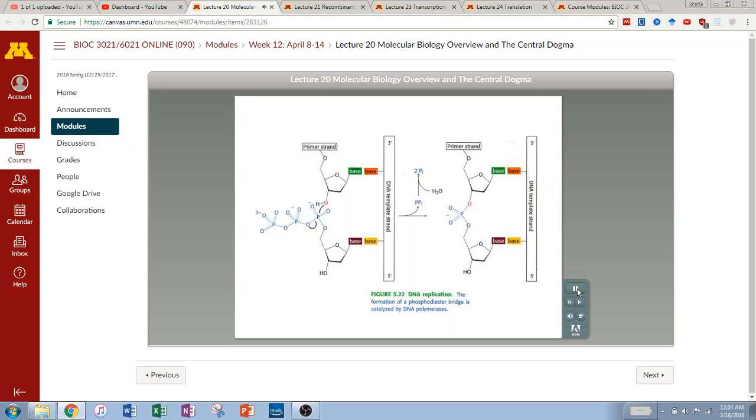The reaction mechanism involves the terminal deoxy residue on the primer. The 3' hydroxyl group of the terminal deoxyribose attacks the innermost alpha phosphate residue of the incoming deoxynucleotide triphosphate. The phosphodiester bridge is formed linking the primer to the new nucleotide unit. The 3' hydroxyl group of the new nucleotide unit can then attack the next incoming deoxynucleotide triphosphate.